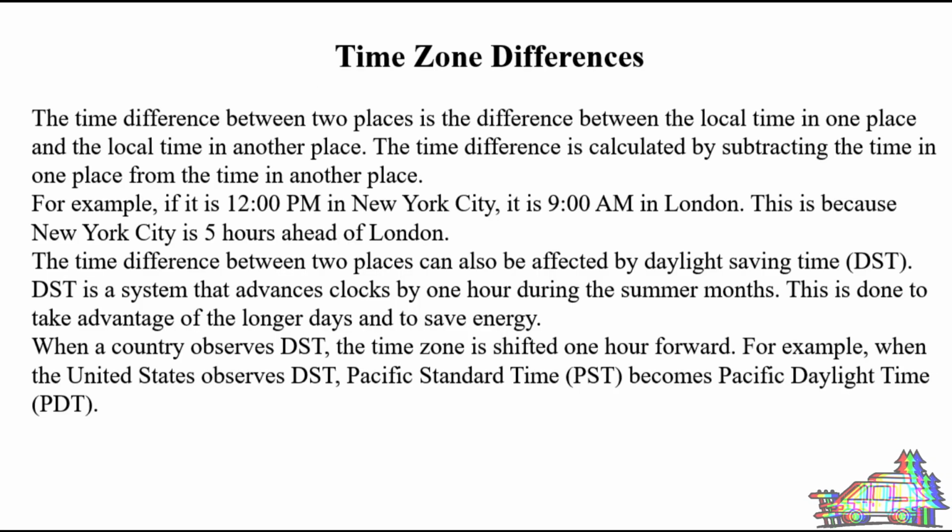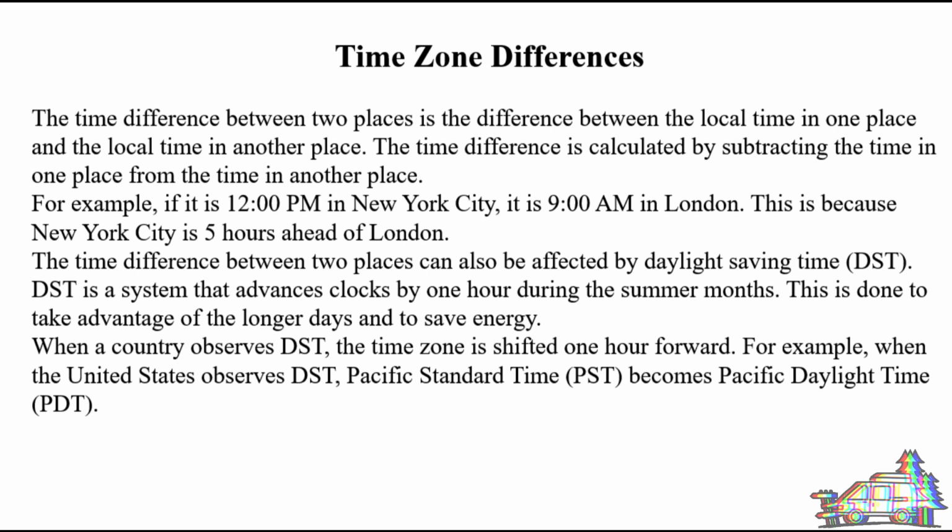Time zone differences. The time difference between two places is the difference between the local time in one place and the local time in another place. The time difference is calculated by subtracting the time in one place from the time in another place. For example, if it is 12 p.m. in New York City, it is 9 a.m. in London. This is because New York City is 5 hours ahead of London.